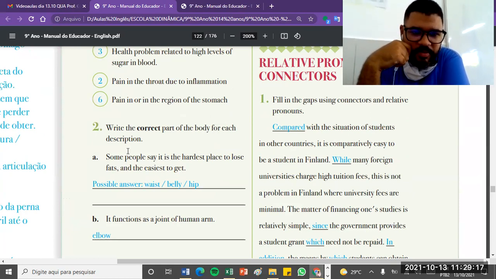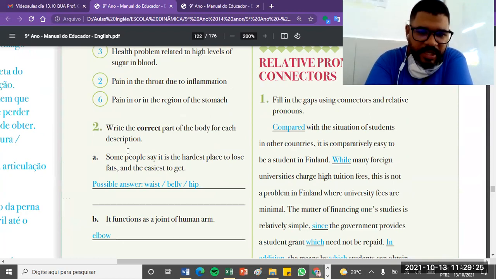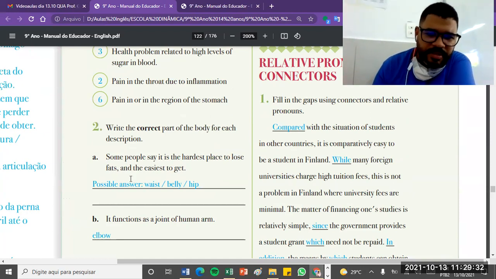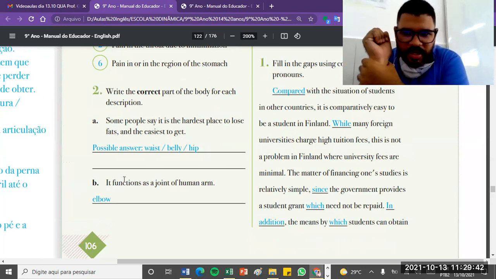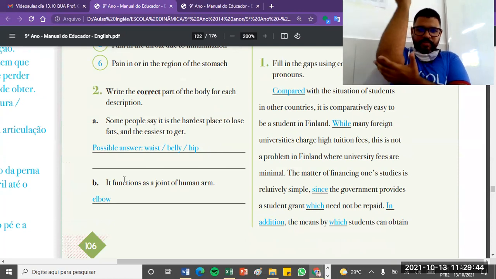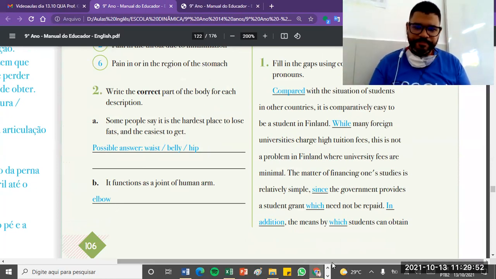So let's go. Some people say it's the hardest place to lose fat and the easiest to get. What were we saying? We are describing the waist, the belly, or the hip. We can say any of those. It functions as a joint of the human arm. We are saying the elbow, the joint of the human arm, right?